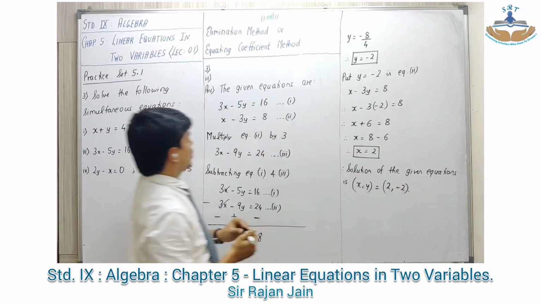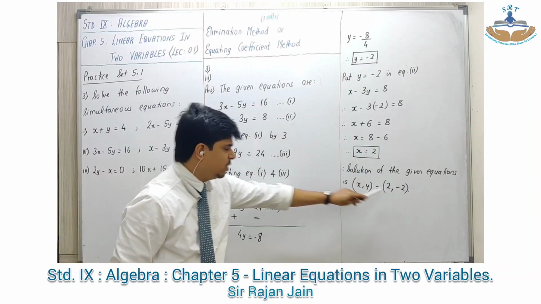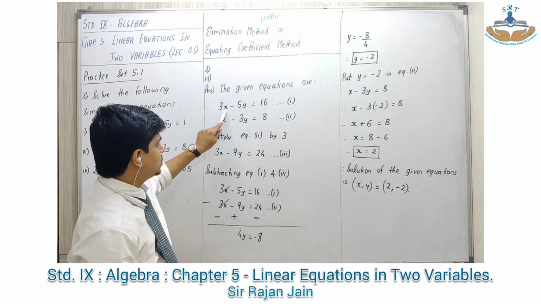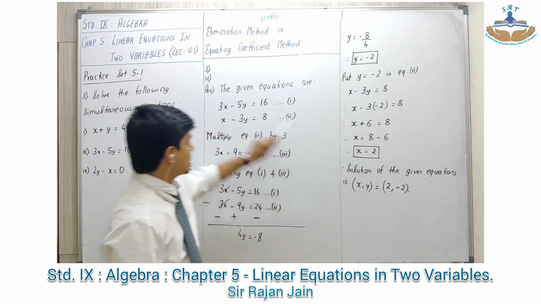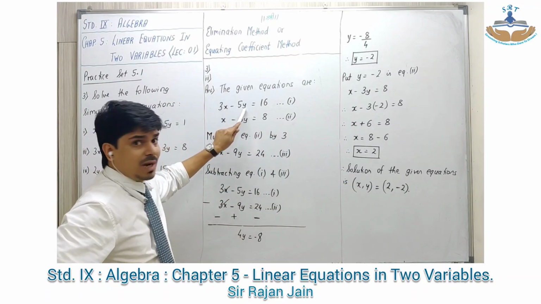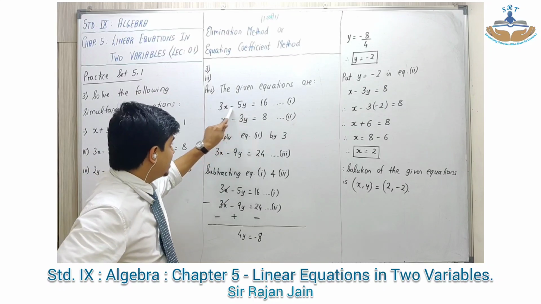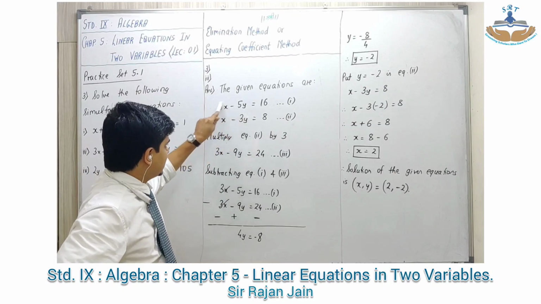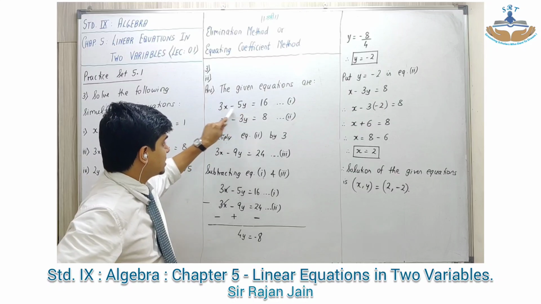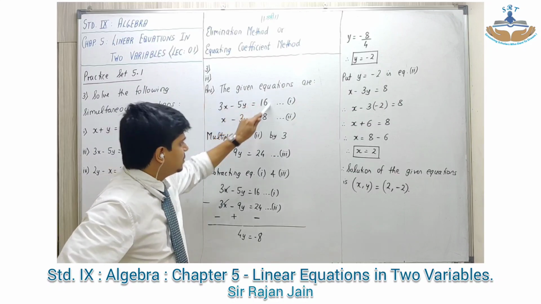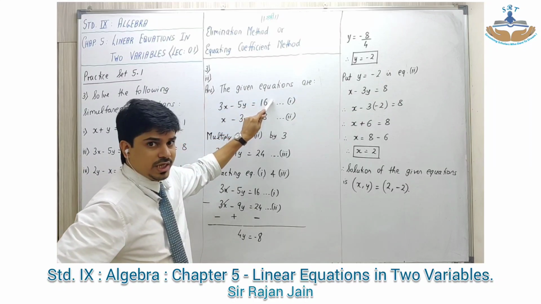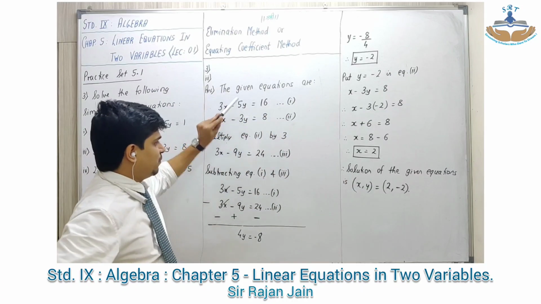If you want, you can cross check your answer the way I have told you. x के जगह पे put 2, 3 2s are 6 हो जाएगा. y के जगह पे put minus 2, 5 into minus 2, minus 10. Minus into minus will become plus. ये 6 था, ये plus 10 हो गया. 6 plus 10, 16. And here also you have 16. Okay, so this satisfies your first equation.